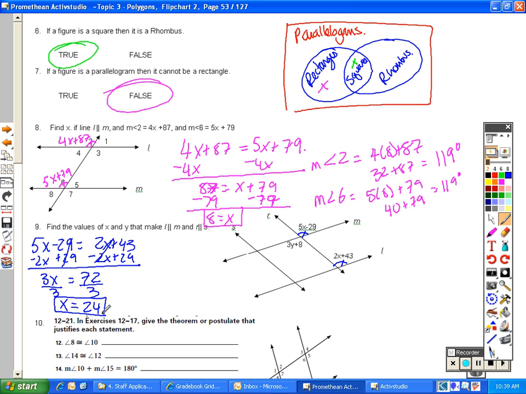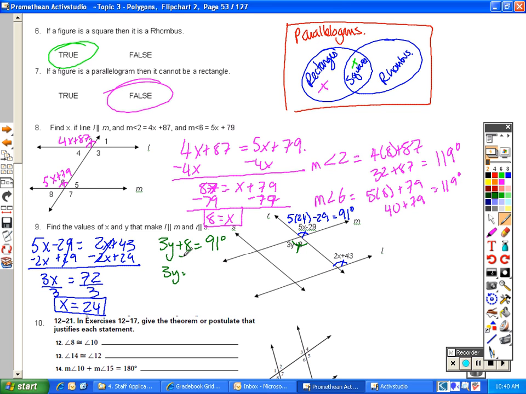Now that we know that x is 24, we can plug it in here. So we've got 5 times 24 minus 29. 5 times 25 would be 125, but this is 5 times 24, so this is 120. Minus 29, so that would be 91. 91 degrees will equal 3y plus 8 because they're a pair of vertical angles, so these should be congruent as well. So 3y plus 8 should equal 91 degrees.